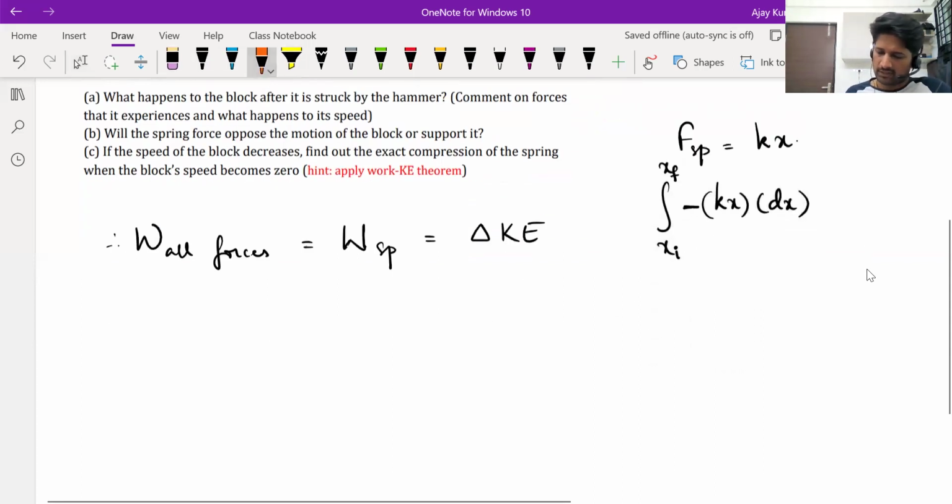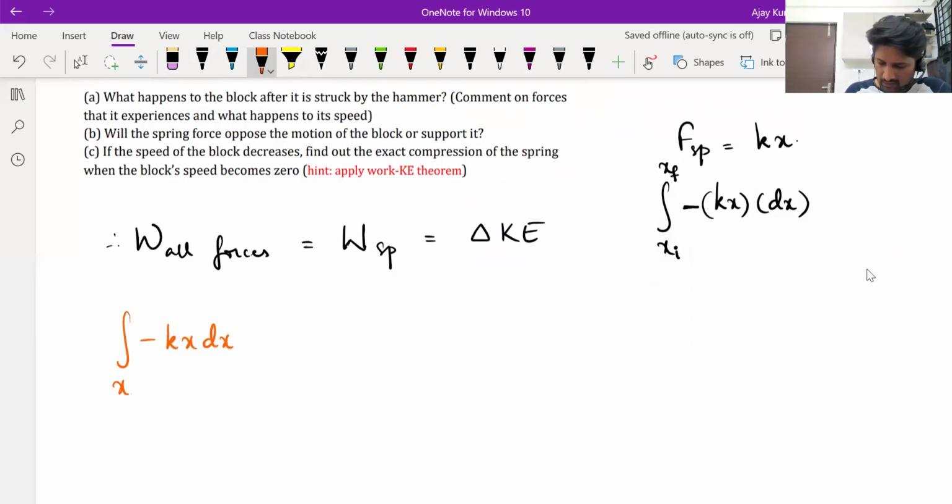So let's use that formula here, or you all do it. Integral minus kx dx from initial compression or elongation to final compression or elongation should be equal to change in kinetic energy, written this way, half m v square minus u square.